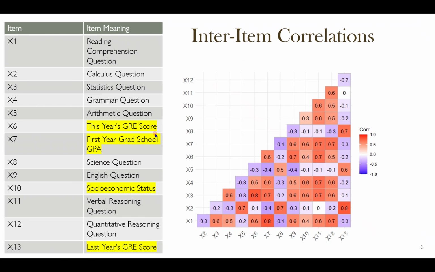Next, we can look at inter-item correlations further, and we can see that we have some strong correlations over here, and then not so much over here.